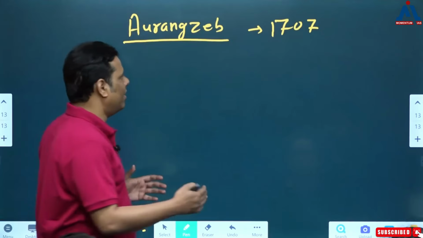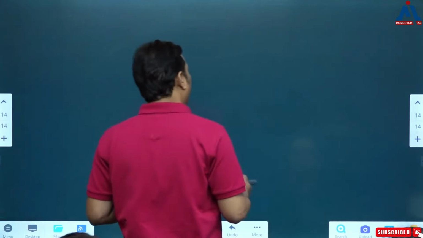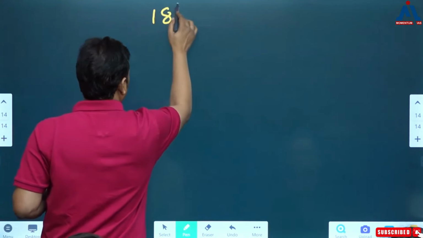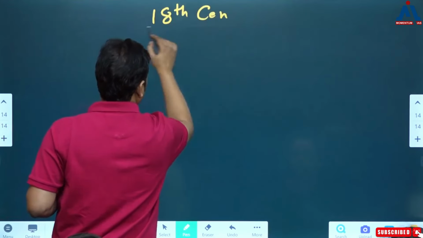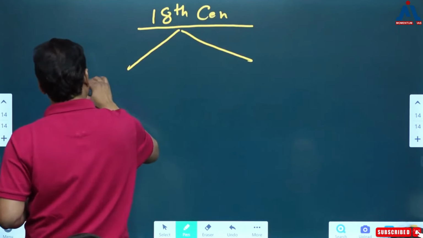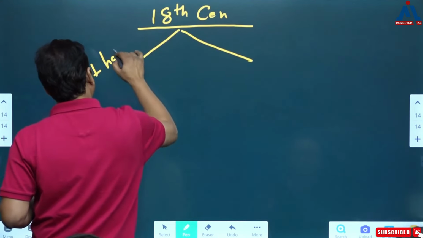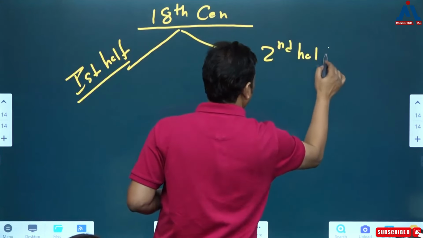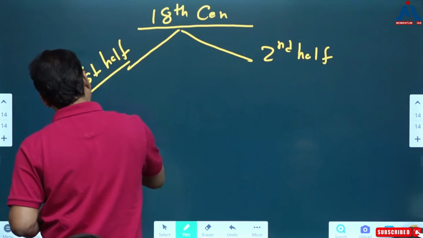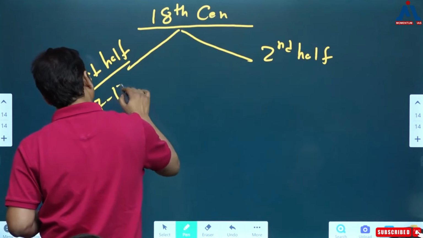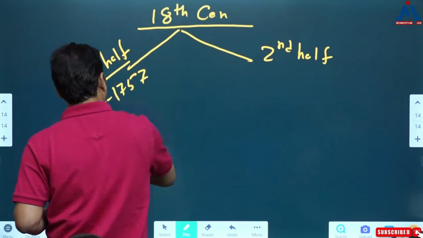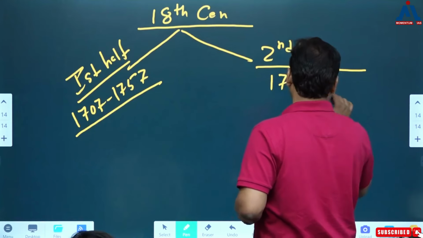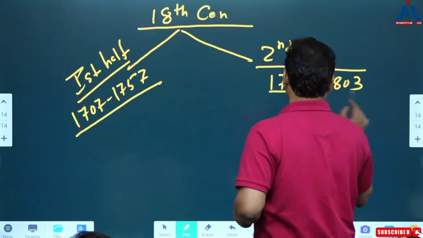Okay? So if we talk about 18th century, we can understand it in this way: for our better understanding, 18th century can be divided into two parts. This is the first half of 18th century, and this is the second half of 18th century. If we see in terms of time, let's keep it 1707 to 1757, right? And here we can keep 1757 to 1803. This is the time period.